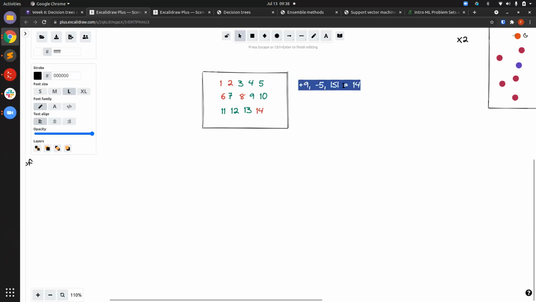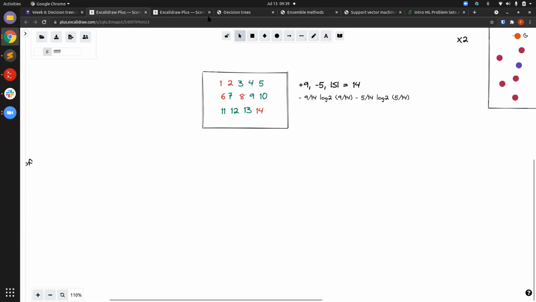Now I'll compute the entropy as follows. The entropy of the entire set is minus 9 out of 14 log 2 of 9 out of 14, minus 5 out of 14 log 2 of 5 out of 14. So this is the entropy of the parent.